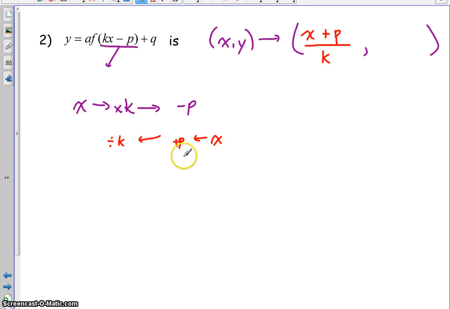Okay, and you'll see that because the addition of p happens first, when I divide by k, the entire thing gets divided by k, not just the p, or not just the x. Okay, for y, what's happening outside that function there happens in the order you'd expect, so it's still just going to be ay plus q. Okay, so that's the foundations of how we create mapping rules.